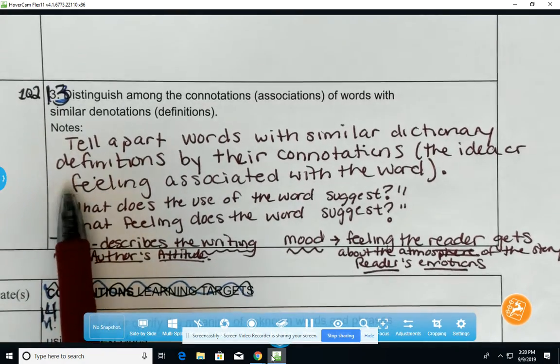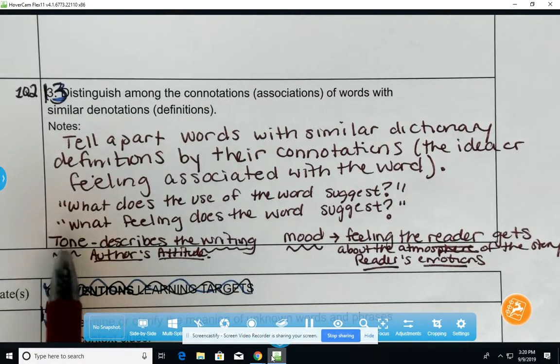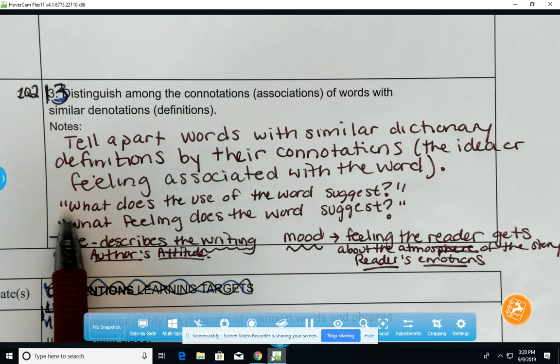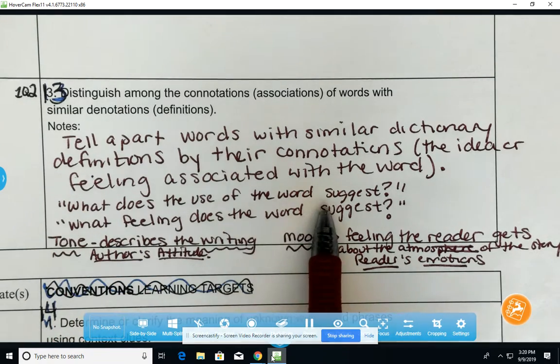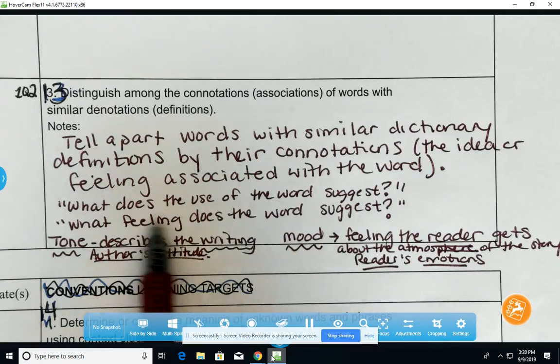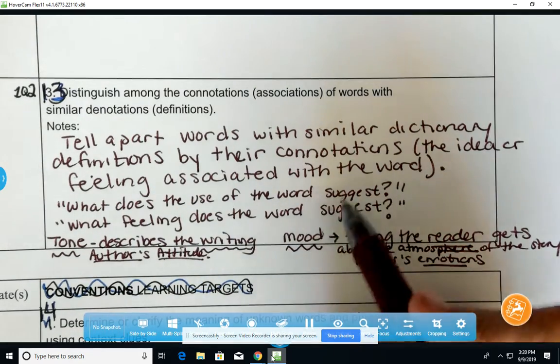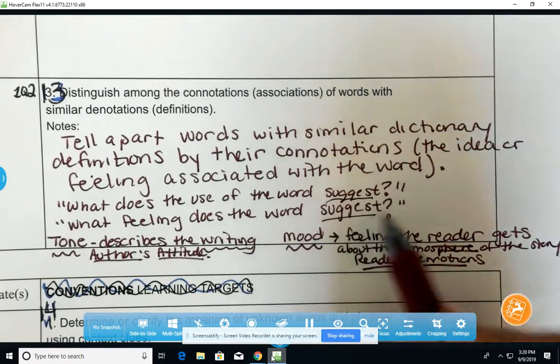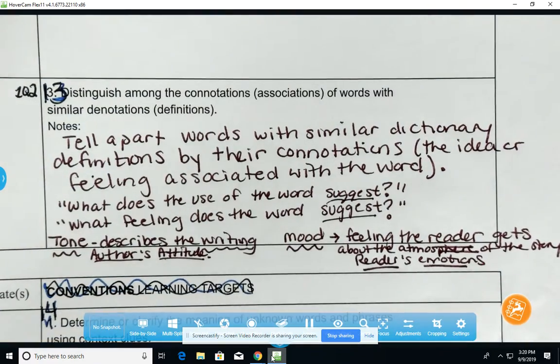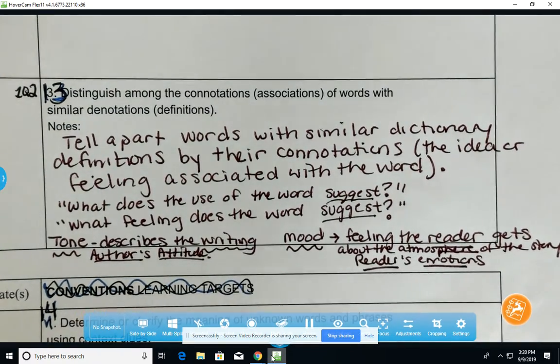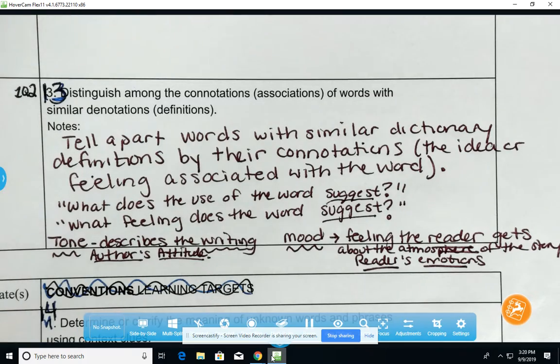Oftentimes when you see this learning target mentioned in test questions, you're going to see it asking, what does the use of the word suggest? What feeling does the word suggest? So they like to use this word suggest when asking about connotations. So what does the use of the word suggest? What feeling does the word suggest?